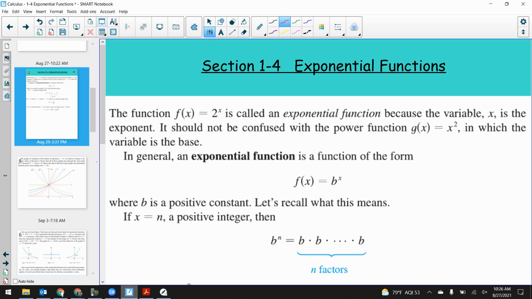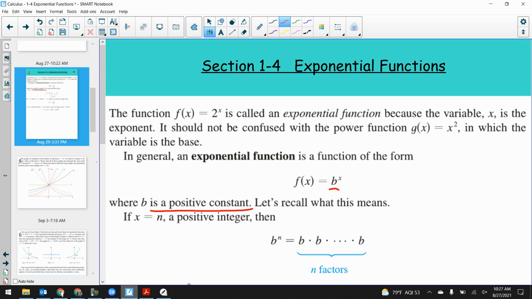In general, an exponential function is a function of the form f of x equal to b to the x, where b can be any base. In general, there are a few exceptions to that, like if b is 1, like if b is 0. There are exceptions, where b is a positive constant. Notice that takes out a lot of possible bases.